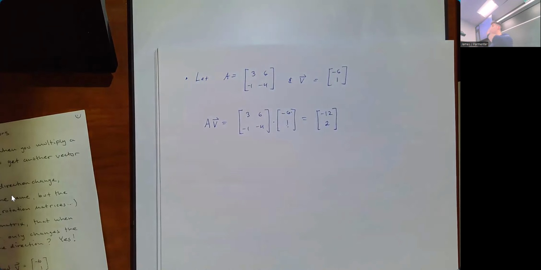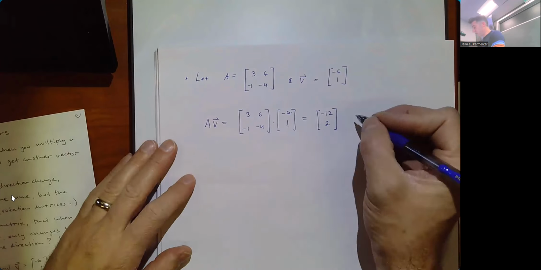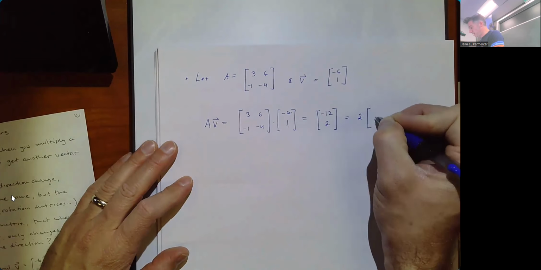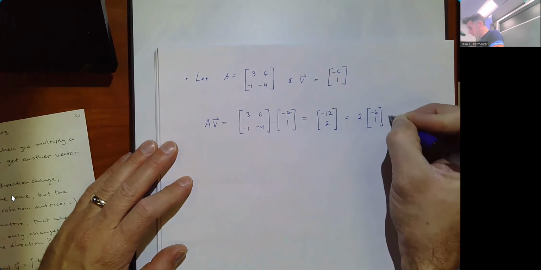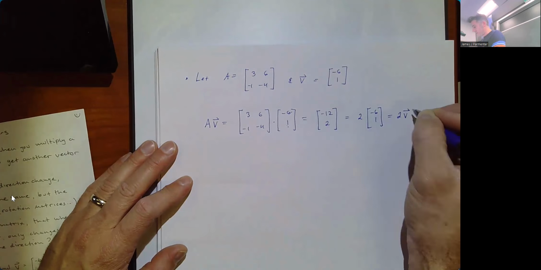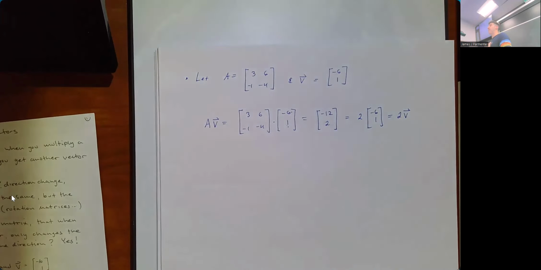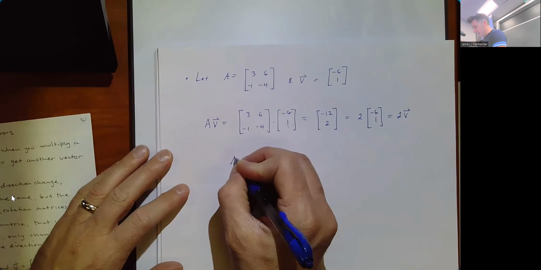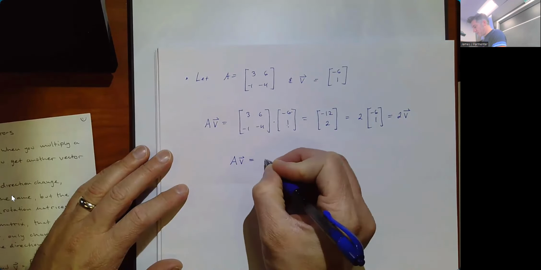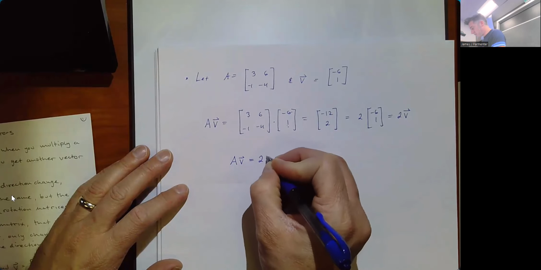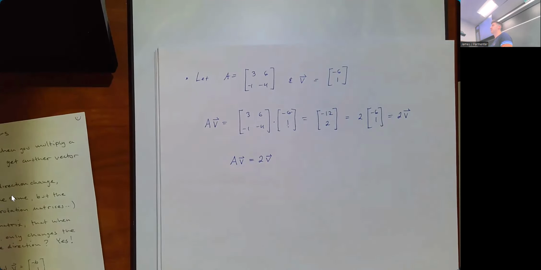Now I want you to notice that this vector is a multiple of the original vector V. It is double V. This is equal to 2 times -6, 1, which is equal to 2 times the vector V. So here's what we have. We have the matrix A times V is equal to the scalar 2 times V. Here is some language for you.